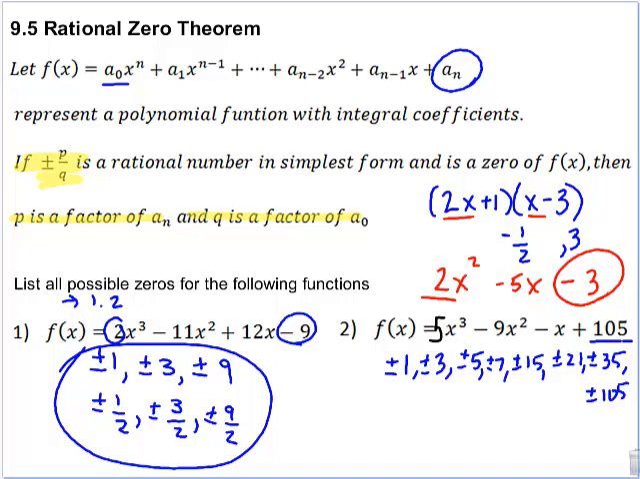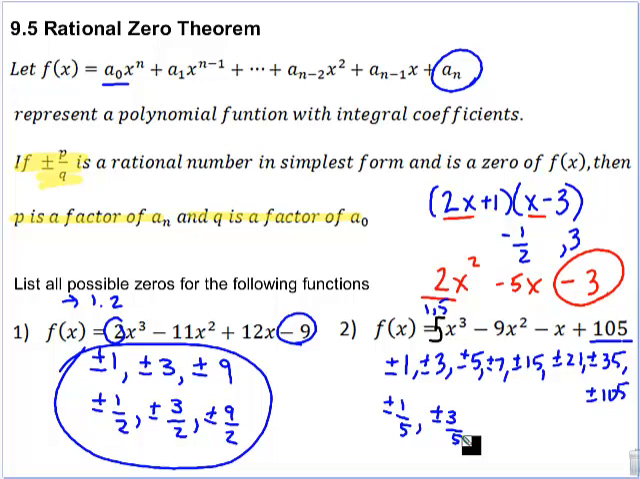Now we want to take all of these and divide them by the factors of 5. So what are the factors of 5? 1 and 5. If we divide these all by 1, are we going to get anything different? No, so we'll go through and divide them all by 5. So 1 divided by 5, plus or minus 1/5. 3 divided by 5, plus or minus 3/5. What happens when we do 5 divided by 5? It's really 1, which we already have listed, so we don't have to list it again.